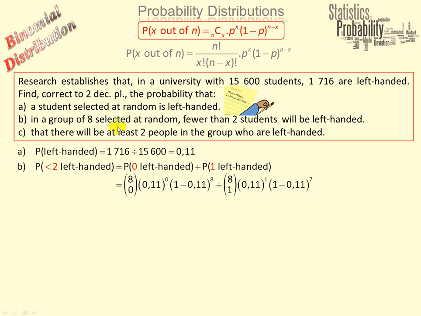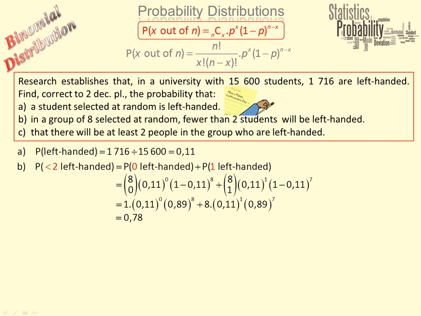8C0, 8 selected at random, none. 0,11, that's the probability of being left-handed, and 1 minus 0,11 to the 8. Then here, probability of 1 being left-handed by binomial theorem. So the probability is 0.78 that fewer than 2 will be left-handed.